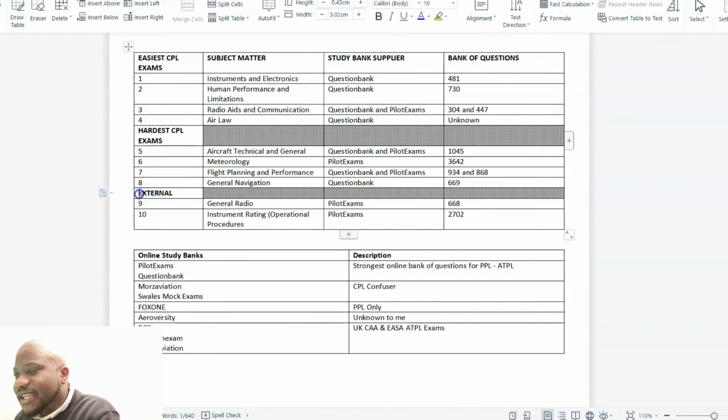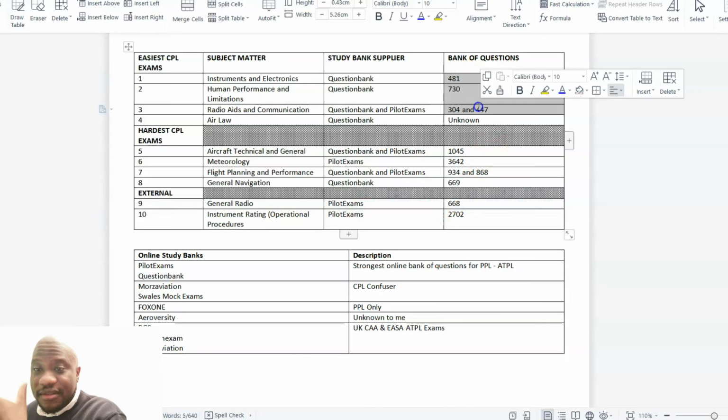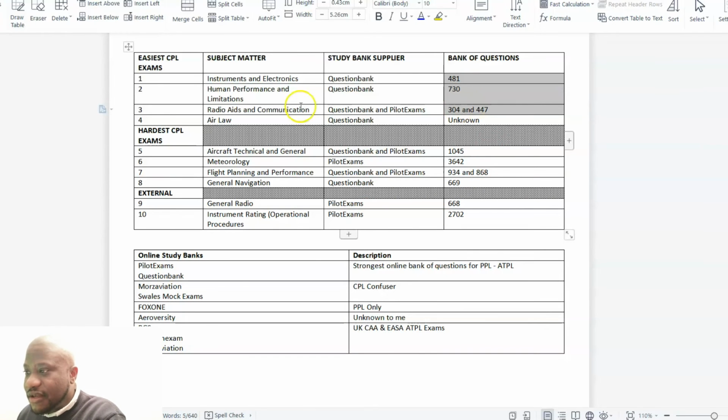Now, if we come to here, once again, I have listed the 8+2 exams that one has done. And you can see for each of the exams which study bank supplier I had used. So for instruments and electronics, Question Bank. And as you can see, as we get closer towards when I did my general radio and instrument rating, I used more so Pilot Exams. And these are the number of questions that each subject matter had on that particular study bank supplier.